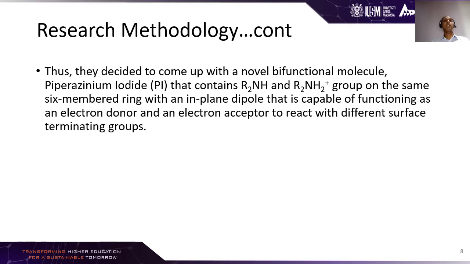Continuing on the research methodology, they thus decided to come up with a novel bifunctional molecule, piperazinium iodide, that contains the R2NH and R2NH2+ group on the same six-membered ring with an in-plane dipole that is capable of functioning as an electron donor and an electron acceptor to react with different surface terminating groups.